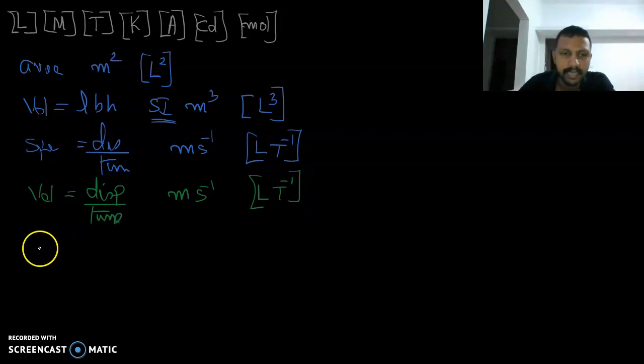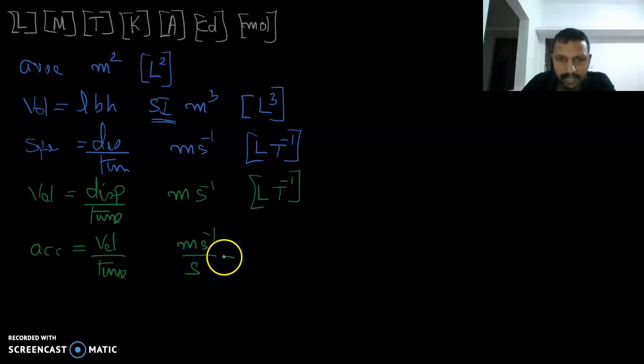Okay. Then let's speak about acceleration. As you all know, acceleration is velocity divided by time. It is velocity by time, and since velocity has an SI unit of meter per second, or meter second raised to minus 1, divided by second, that means meter second raised to minus 2 is the SI unit of acceleration. ms raised to minus 2, or meter per second square, is the SI unit of acceleration.